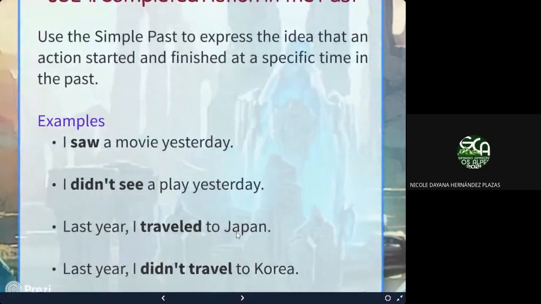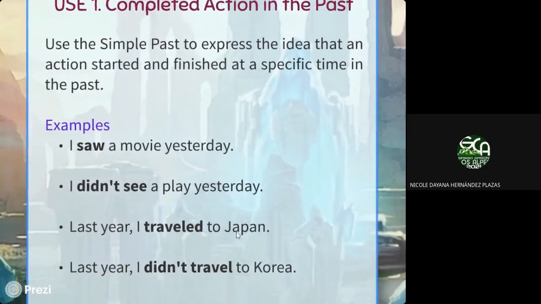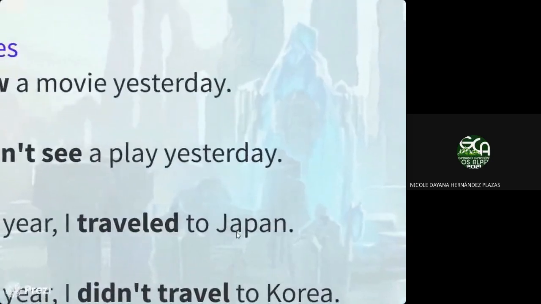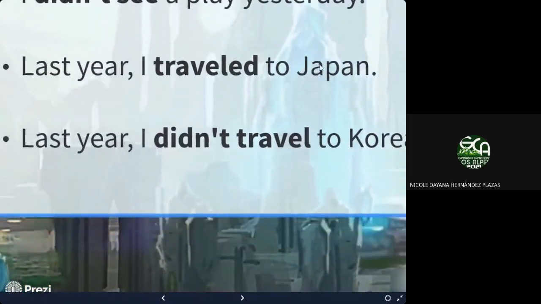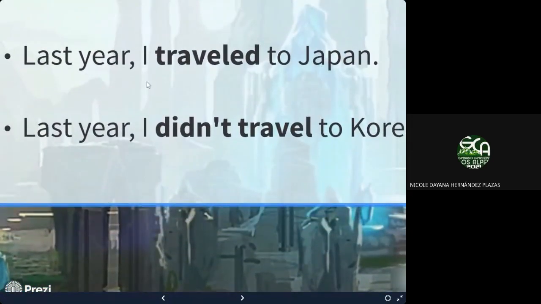Entonces, let's take a look at this one, for example. Let me see if I can make it bigger. Yeah. Look at this. You have these two. Last year, I traveled to Japan. As you can see, I am using the verb in the past form because I am talking in affirmative. Lo estoy diciendo en afirmativo. El año pasado viajé a Japón. Listo, se acabó, ya viajaste. But when I want to say that I didn't do something, I have to use my auxiliary verb. I did not or I didn't.